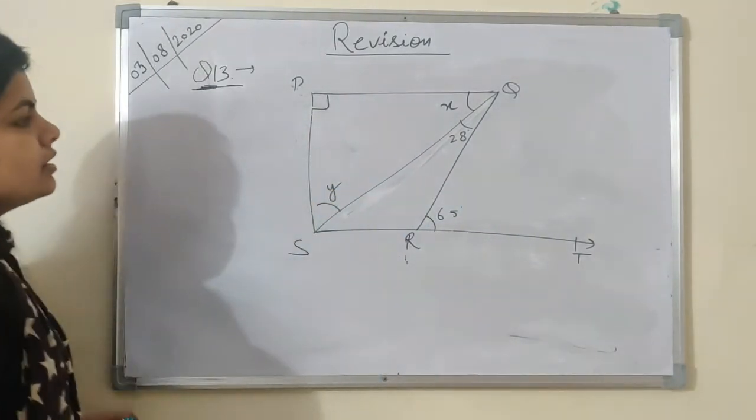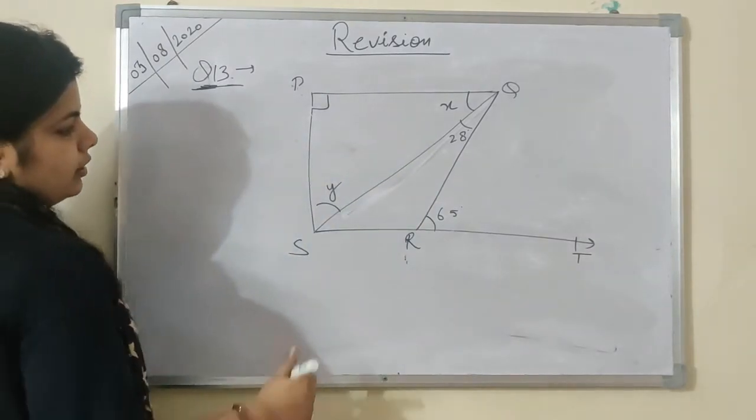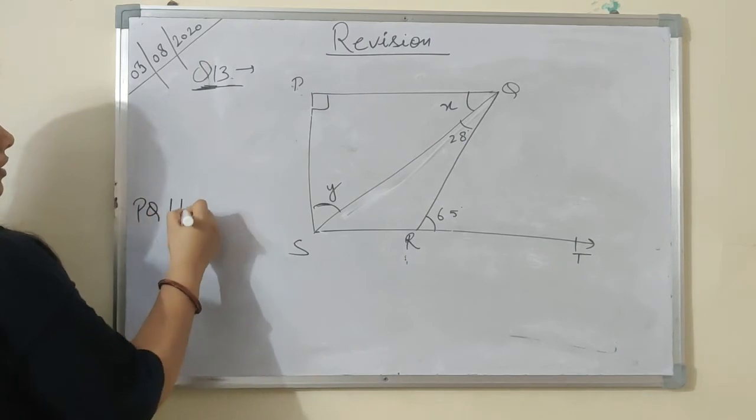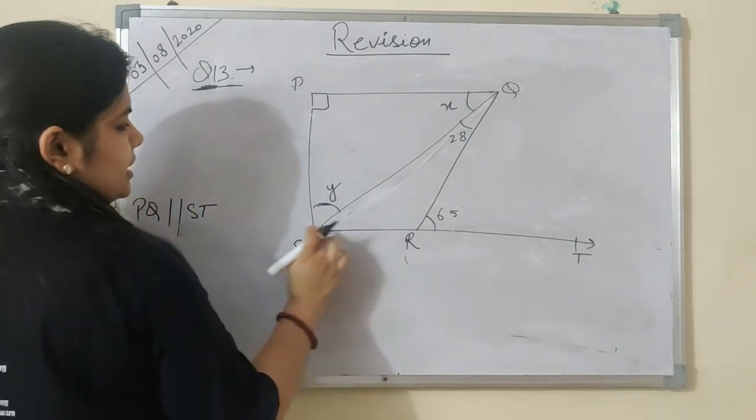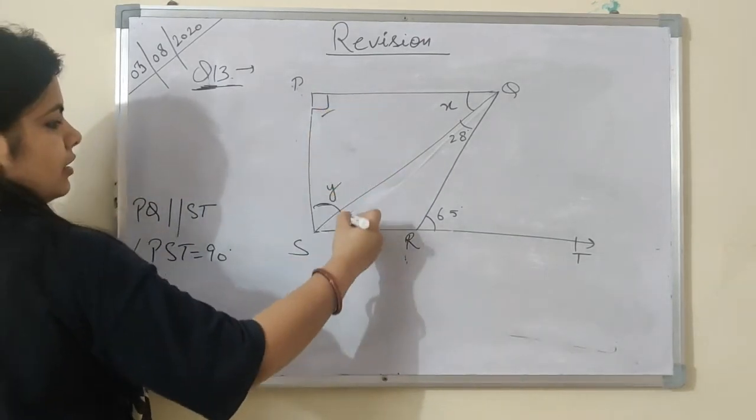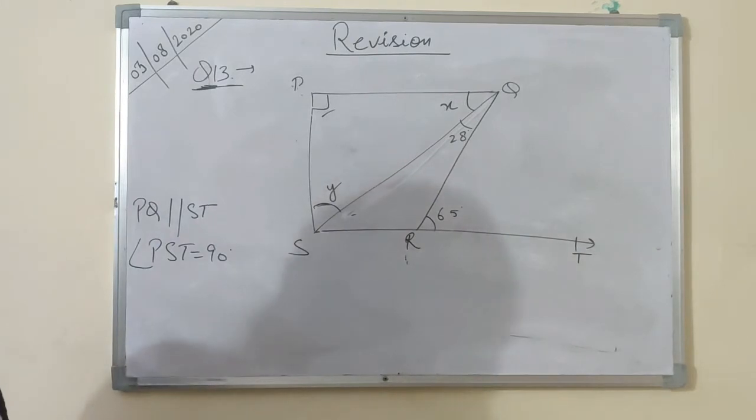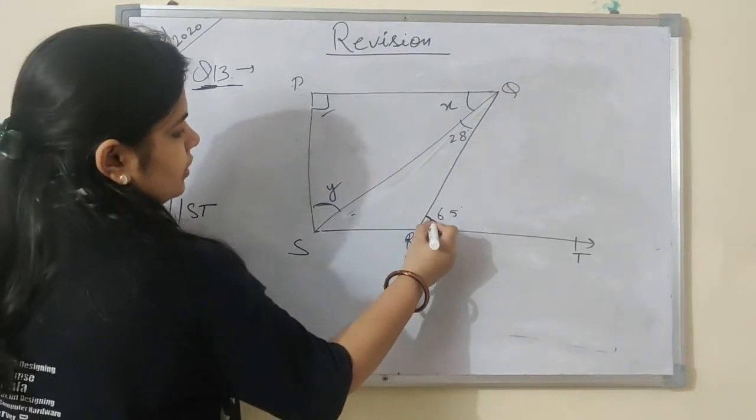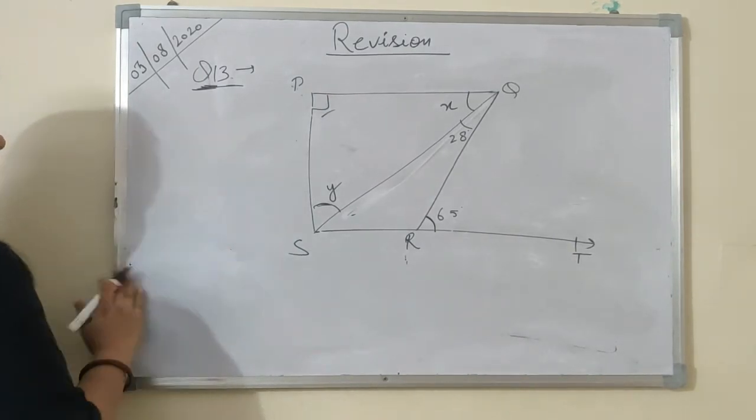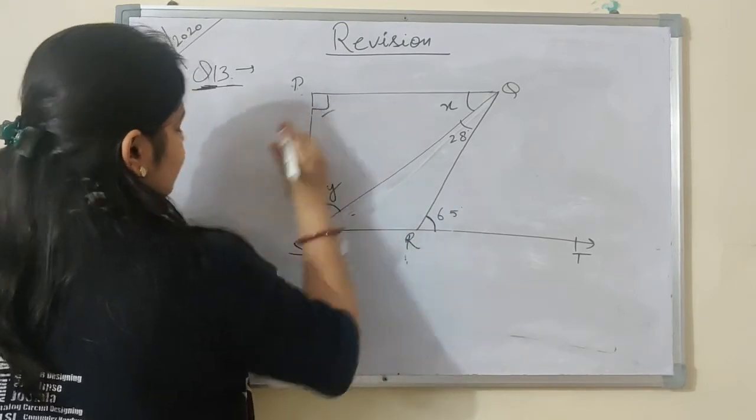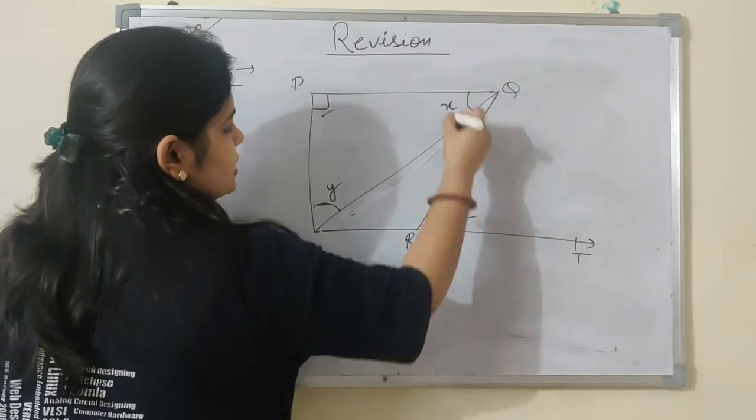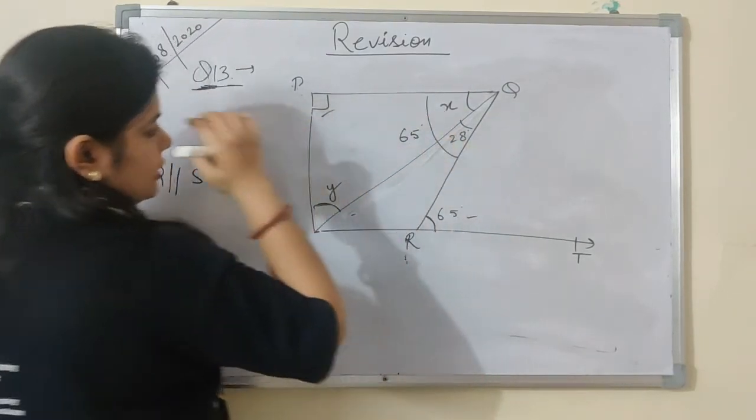We have to find X and Y. So from here you can observe that as PQ is parallel to ST, I can write that angle PST is equal to 90 degree, because they are making co-interior angles over here. Okay. After that, you can do either by this method or another method I am telling you, that is the easier one. You can simply apply that as PQ is parallel to ST, so if this is 65, then this will also be 65.